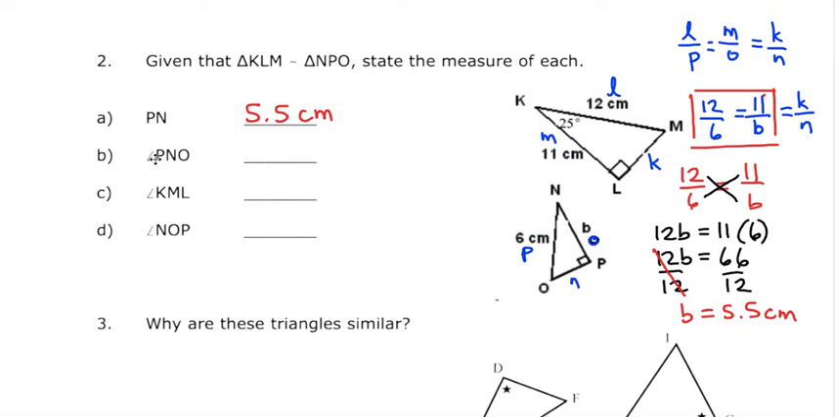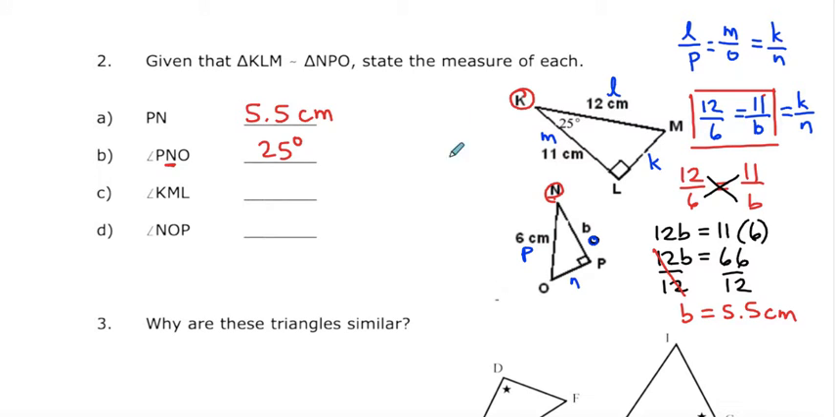Now I want to take a look at finding some missing angle measurements. So I want to find angle PNO. So that's really angle N. So remember the letter in the middle is the one that you're finding. So this is N here, but N is also the same as K because those two angles are in the same position. So this angle PNO is equal to 25 degrees.